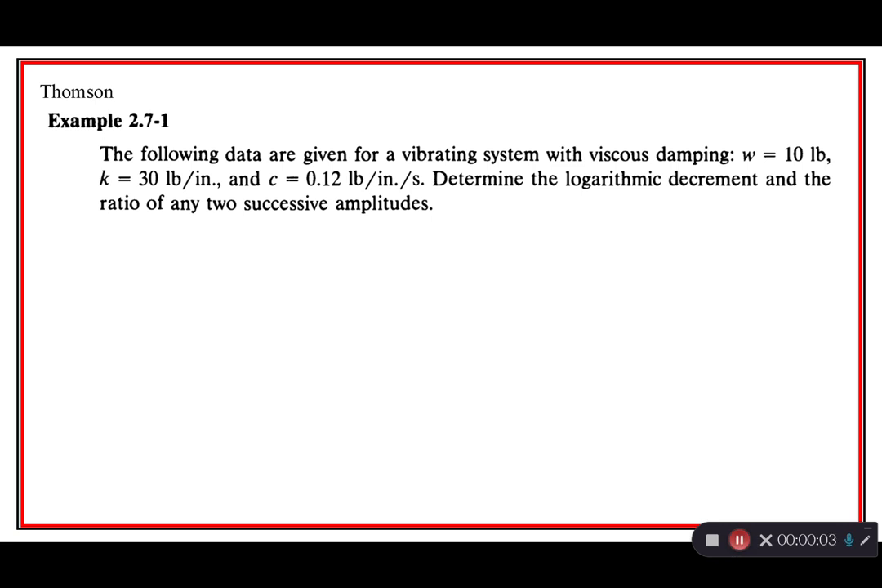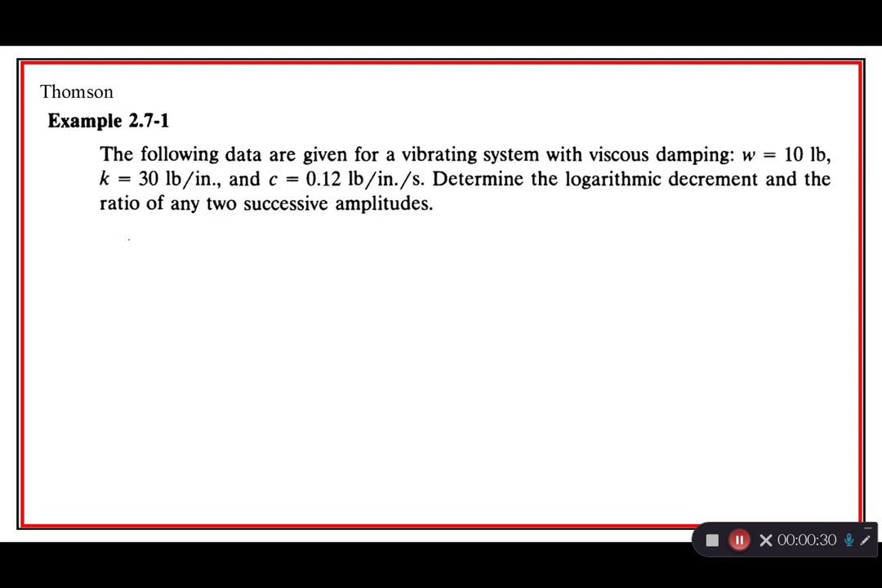Here's an example. This is out of our textbook, Thompson. We have the following data given for a vibrating system with viscous damping. The weight is 10 pounds. The spring has a stiffness of 30 pounds per inch, and the damping is 0.12 pounds per inch per second. Determine the log decrement and the ratio of any two successive amplitudes.